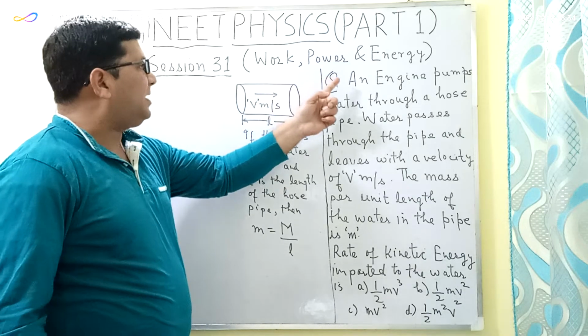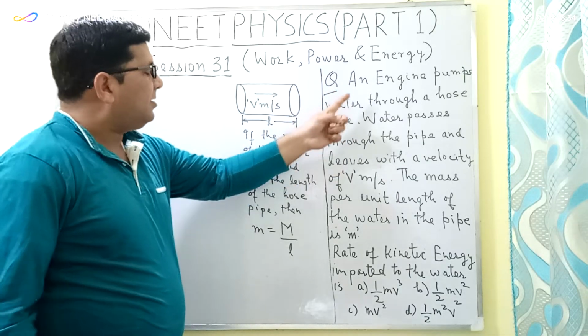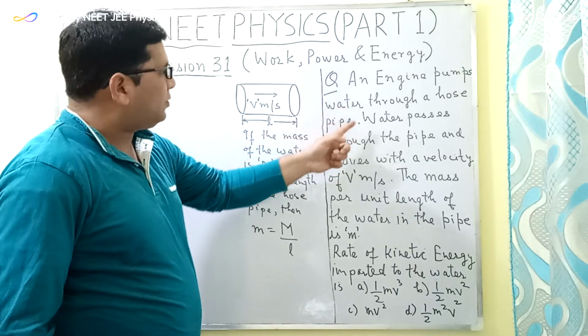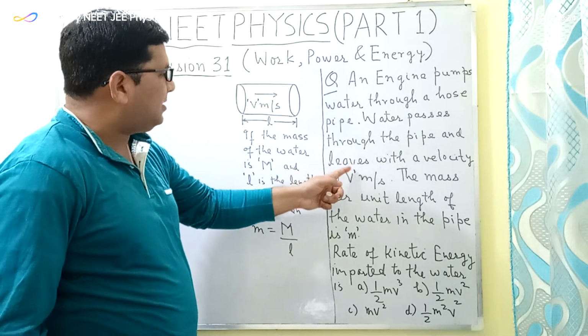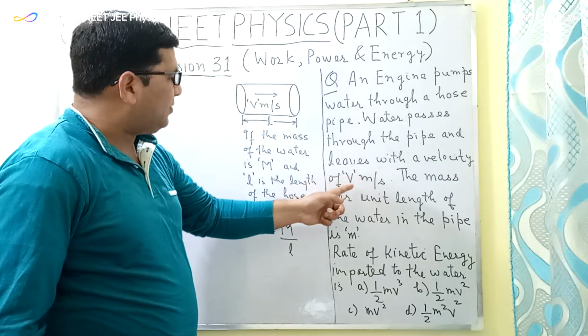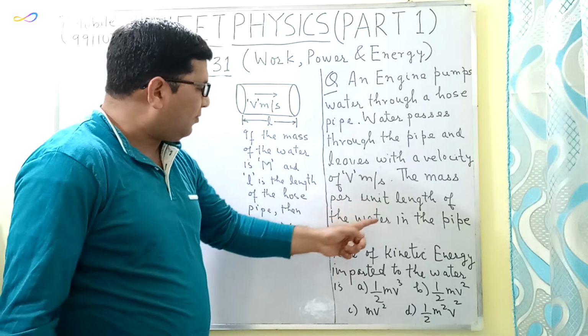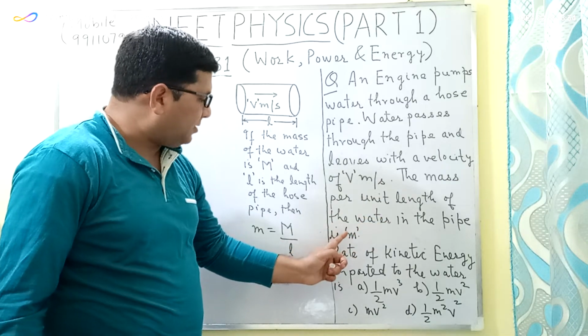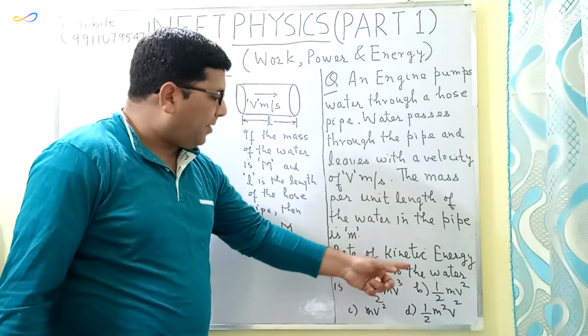Chapter is Work, Power and Energy. And the question here is an engine pumps water through a hose pipe. Water is passing through the hose pipe and it is leaving with a velocity of V meter per second. The mass per unit length of the water in the pipe is small m. So we have to find the rate of kinetic energy imparted to the water.